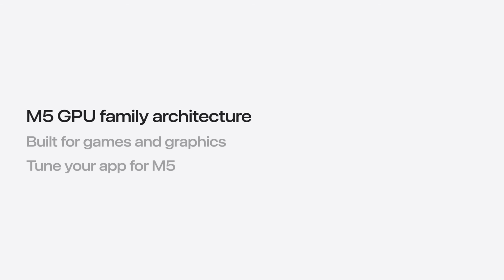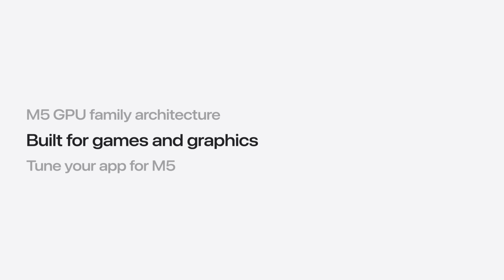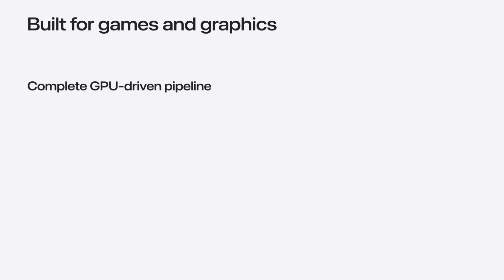Everything I've covered so far works automatically, but M5 also brings new features you can adopt. Let me show you how it's designed for games and graphics. GPU-driven pipelines represent a fundamental shift in how you structure your rendering, that is, moving work from the CPU to the GPU for better scalability and performance.